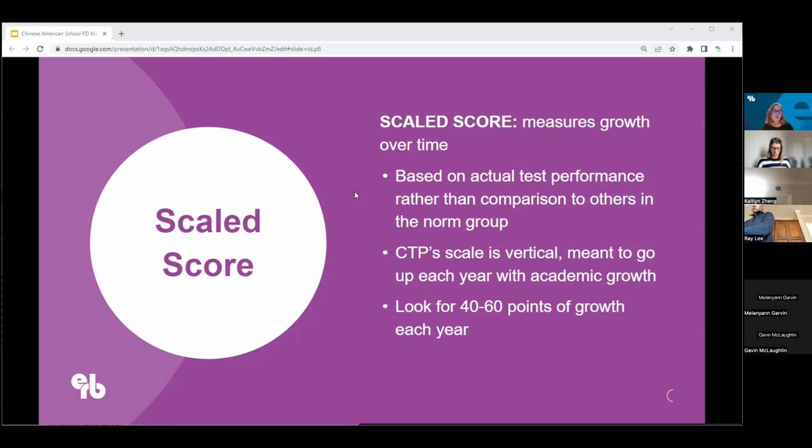Unlike something like an SAT, which has a very specific scale, always set at the same scale, where every student is trying to achieve that particular number, our scaled scores will change. So the most important piece for you when you're thinking about your own student is you're looking for about a 40 to 60 point growth each year. If you keep that range in mind as you're looking at your student's scaled scores over time, that is really the most helpful number to remember.